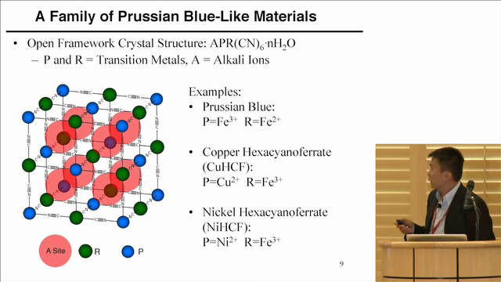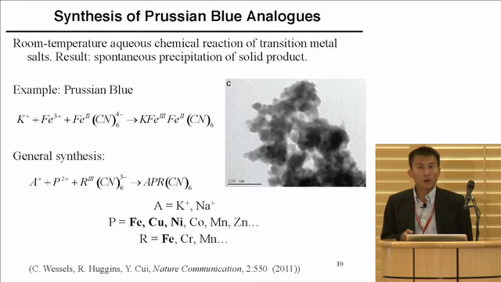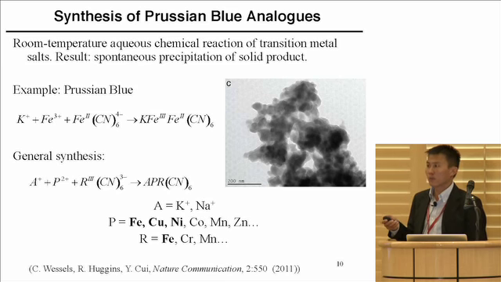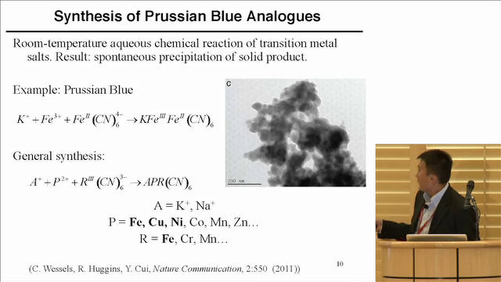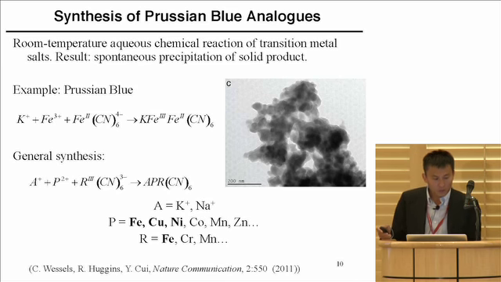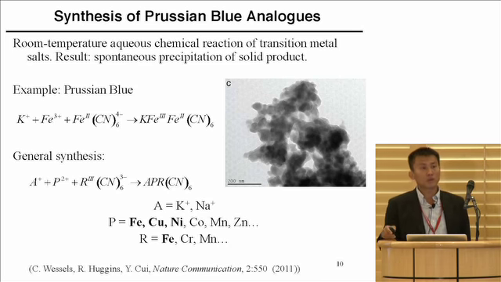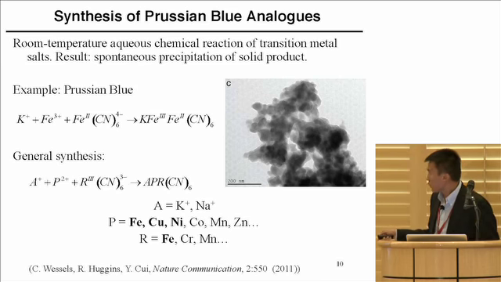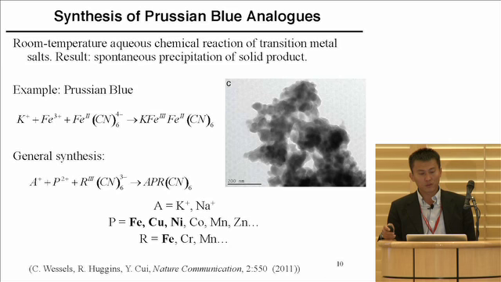So we use a really simple synthesis to make this material: room temperature, precipitation, very fast. For example, if you want to make Prussian Blue, you put in potassium ion, iron 3 plus, 2 plus with cyanide group, and it precipitates out. You will produce the nanoparticles of these materials right away. Really simple. You can replace iron with others. You can control what's A, that's potassium or sodium. You can control P or R. So forming this nanoparticle structure.